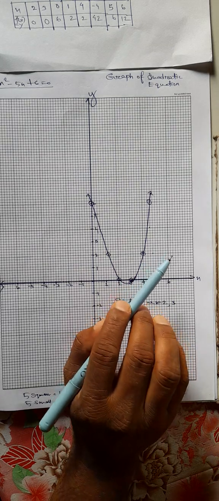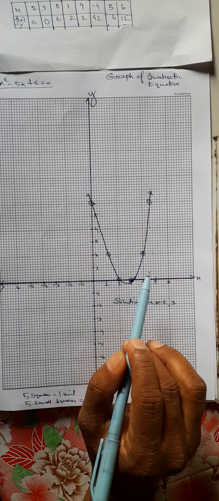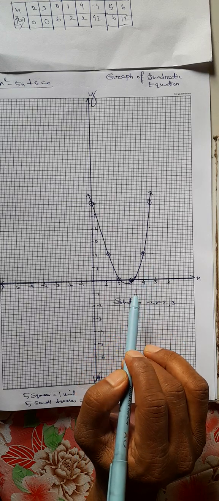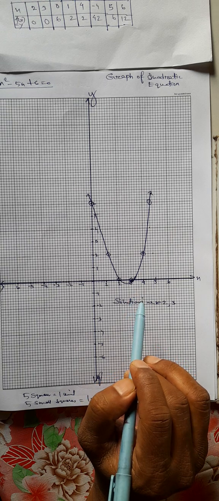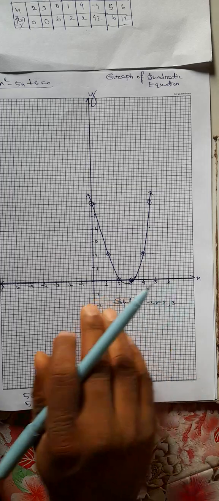So when you draw the graph of a quadratic equation in x, the graph will intersect the axis of x in two different points. The abscissae of those points are called the solutions of the equation.